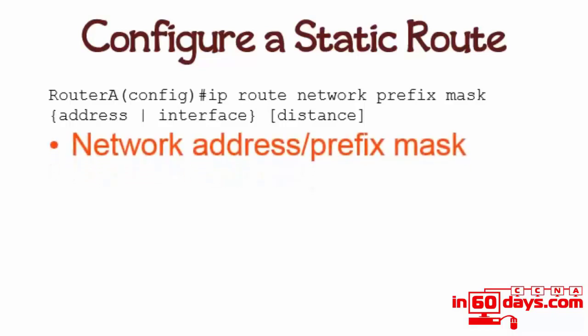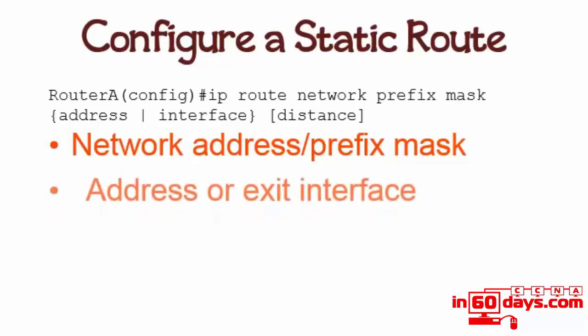You type ip route, the network, and then the prefix mask, the subnet mask, and then you'll normally add the next hop address or an exit interface. There is an optional command at the end which I'll cover, which adds an administrative distance.